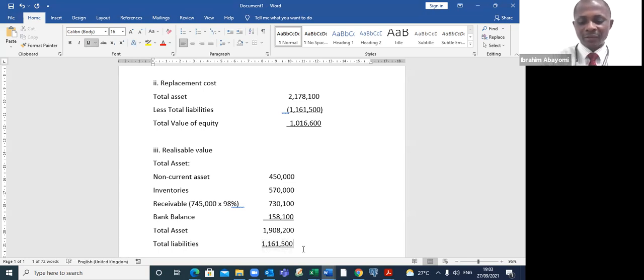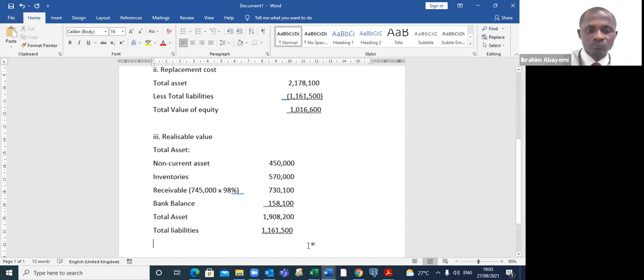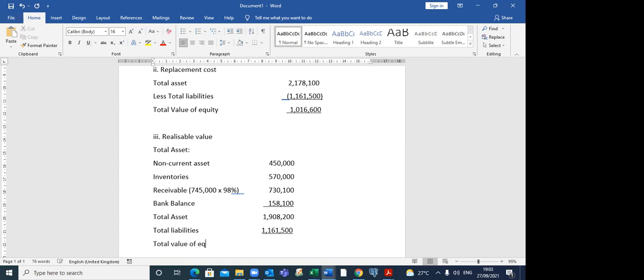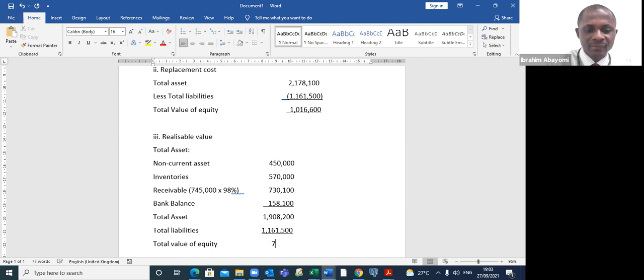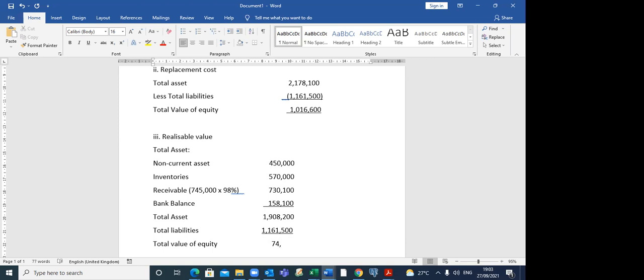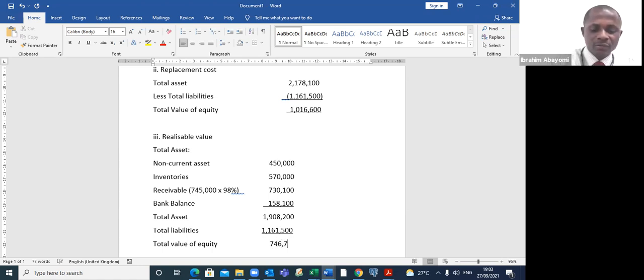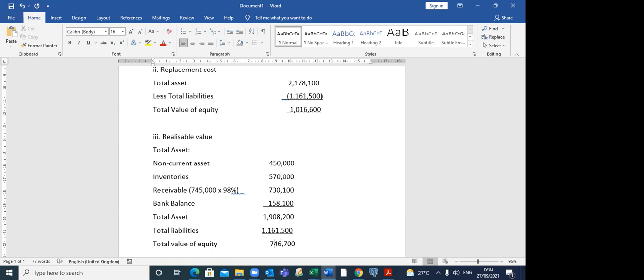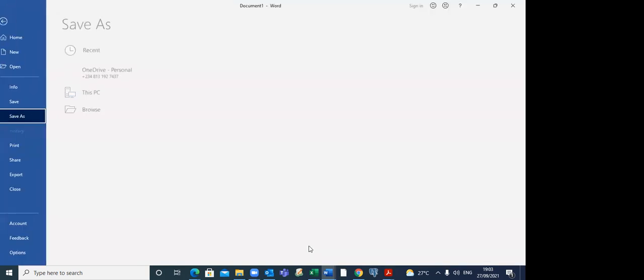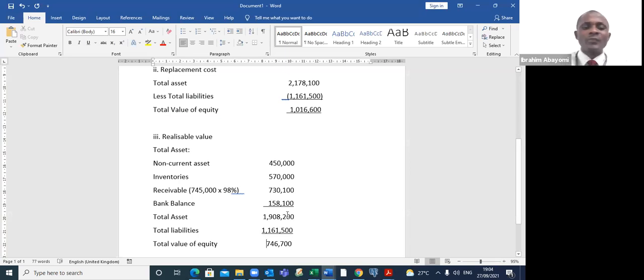So what will be the market value of equity? Total value of equity is 746,700. So that is the market value.